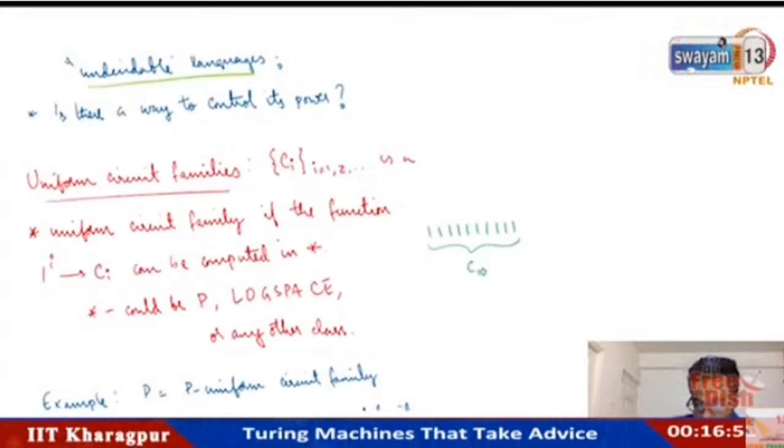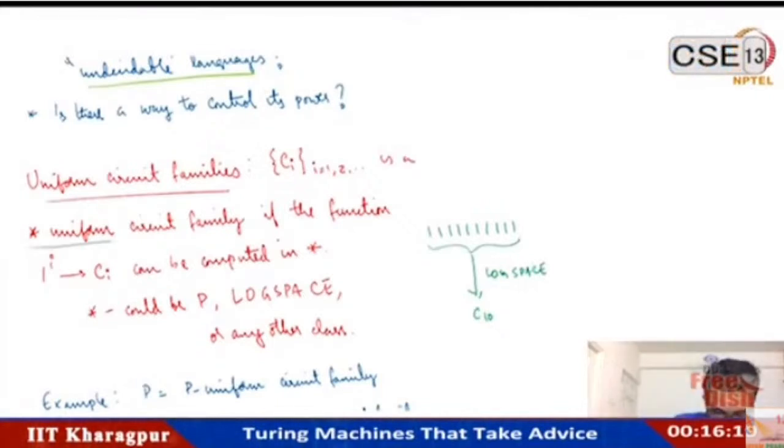So this is the requirement, and this function should be computed in a certain computational power. So if you say P uniform circuit family, this function should be computed in polynomial time. If you say log space uniform circuit family, right, this function should be computed in log space, right. So this could be log space, P, or whatever, right. It could be some other classes too. So this is what is meant by uniform circuit family.